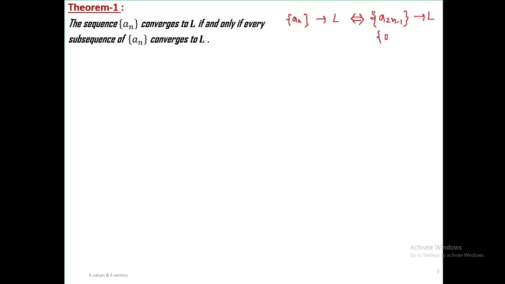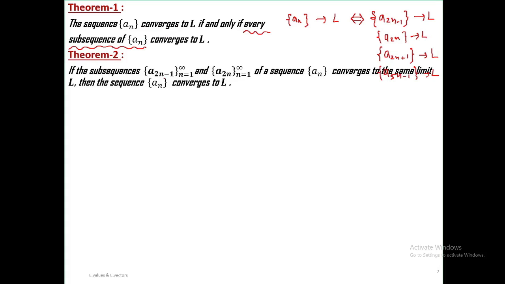Not only that, you can write a2n also. So a2n converges to L. Next, a2n plus 1. This is also one of the subsequences, and this also converges to L. And a5n minus 1, your wish, this also converges to L. Like that, look at the word, every subsequence of an converges to L, provided the sequence an converges to L.